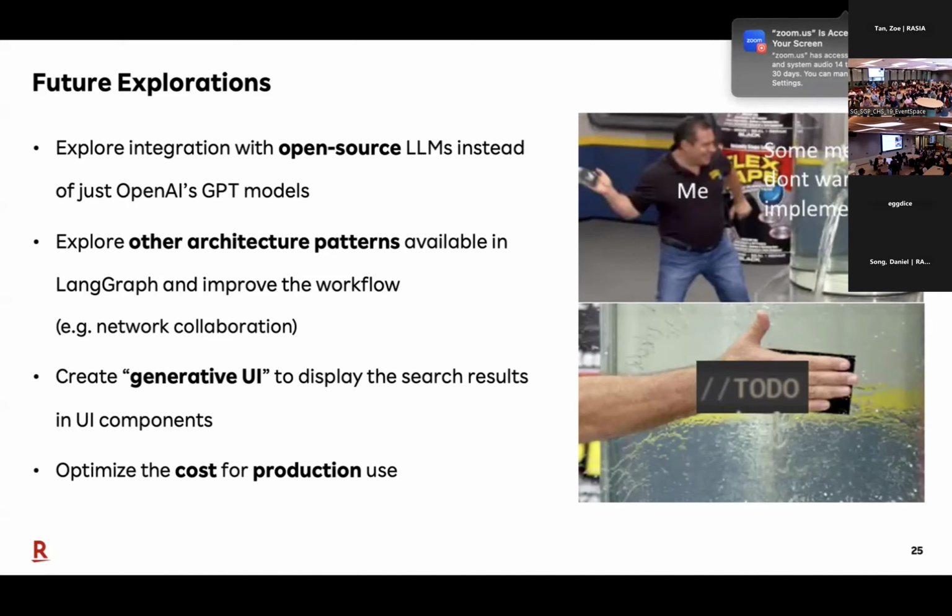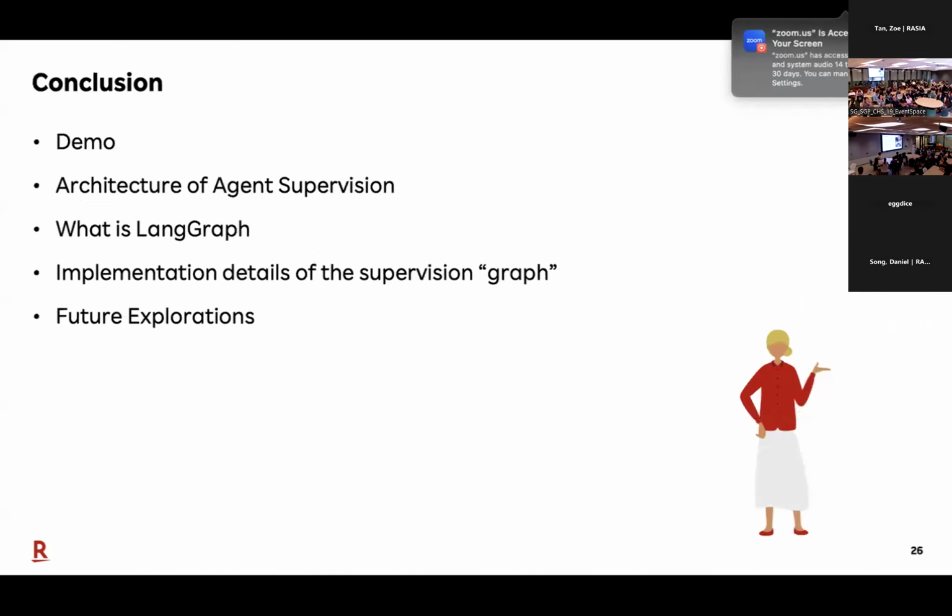And finally, we actually want to consider optimizing the cost for production use. If we want to serve this to public traffic, you know that LLMs are not cheap, not at all. So we will really need to consider either self-hosting open source models, or thinking of some mechanism that can save us some cost while serving our users' requests in the best way.